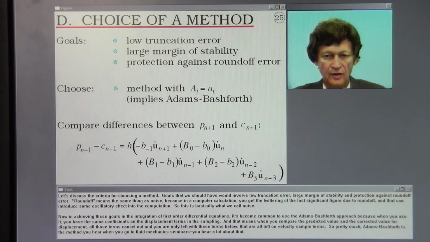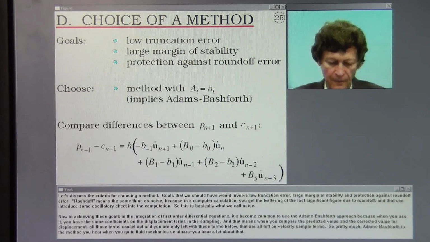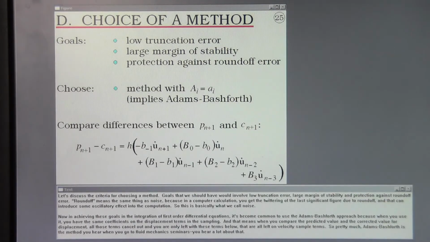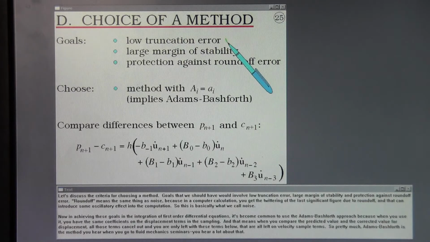Let's discuss the criteria for choosing a method. Goals that we should have would involve low truncation error, large margin of stability, and protection against round-off error. Round-off means the same thing as noise, because in a computer calculation you get the twittering of the last significant figure due to round-off, and that can introduce an oscillatory effect into a computation. So this is basically what we call noise.